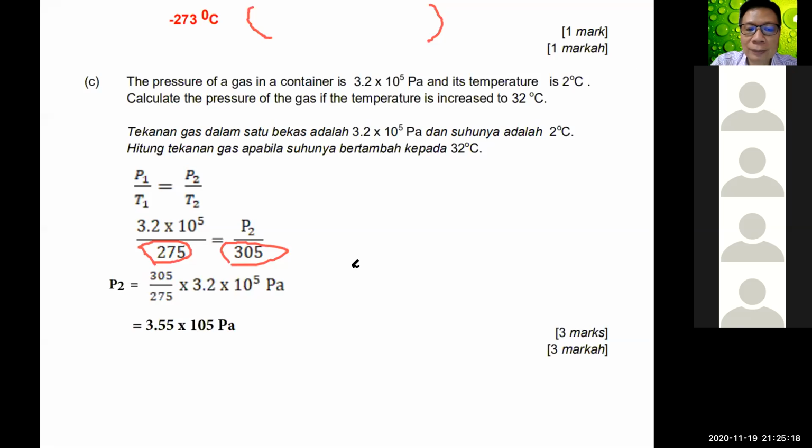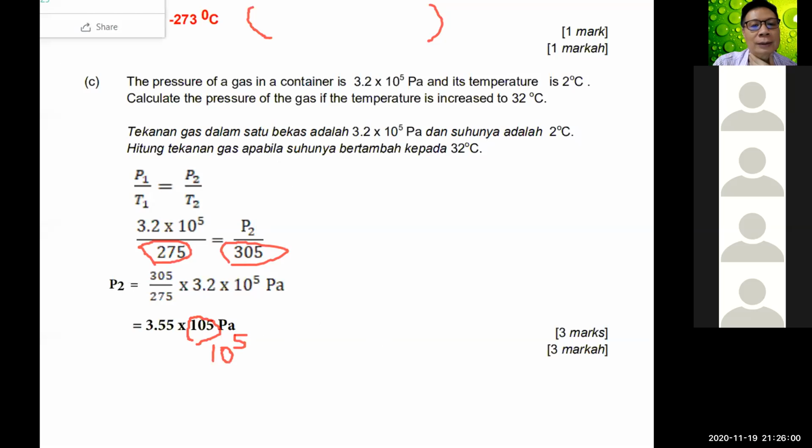Hanis, understand or not? Hanis, this one is not 105. This should be what, Hanis? 10 power of 5. Yes, correct. This is 10 power 5, not 105. Okay? Like that. 10 power 5. All right, I think okay. Everyone got the answer already.